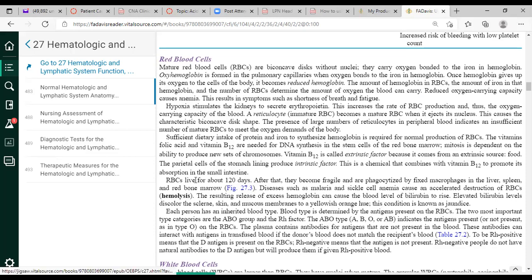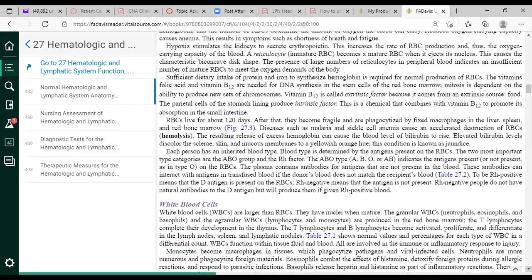And it also points out the term hemolysis. Hemolysis is the destruction of red blood cells. And different things can contribute to the destruction of red blood cells. Hemolysis tends to occur in the spleen. That's the area where red blood cells are destroyed.